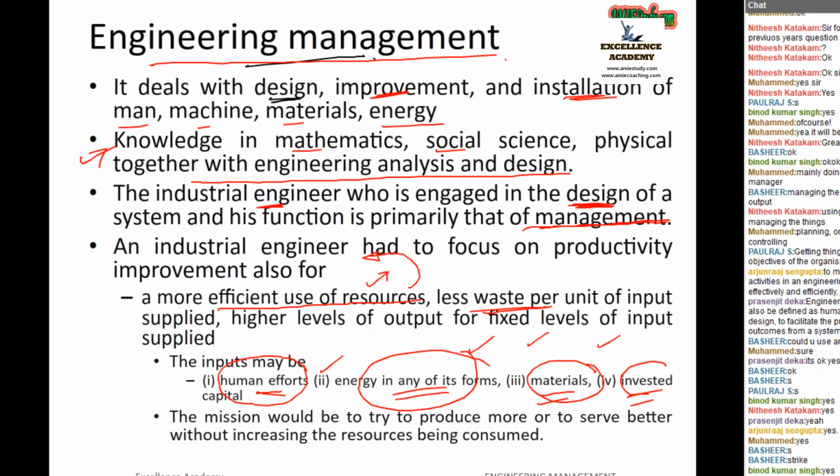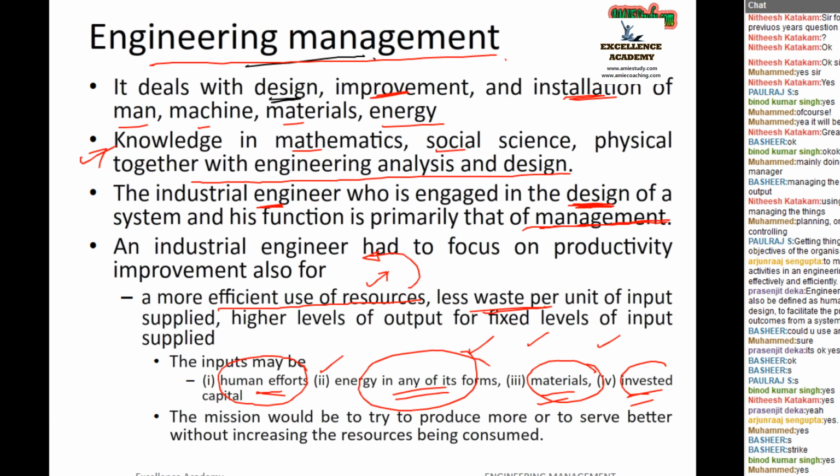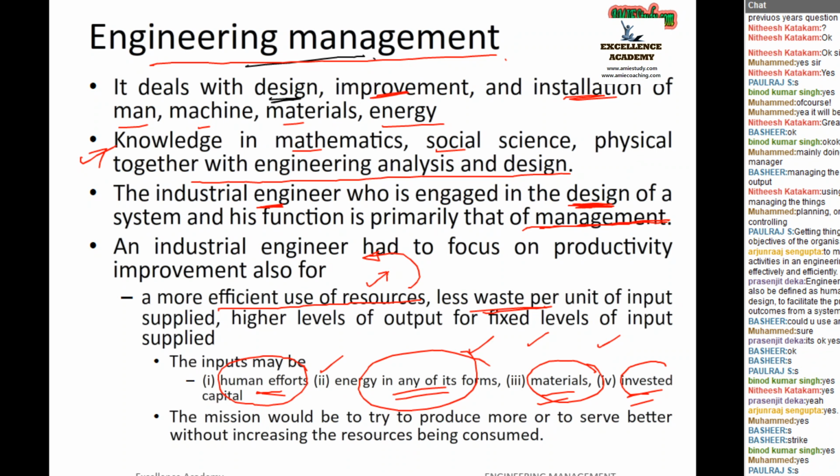So basically, in short, we can conclude this slide like this. Mainly, two jobs are there for an industrial engineer. One is if he is engaged in a design field, he has to make up a proper management. Otherwise, what will happen? Strike will be there.